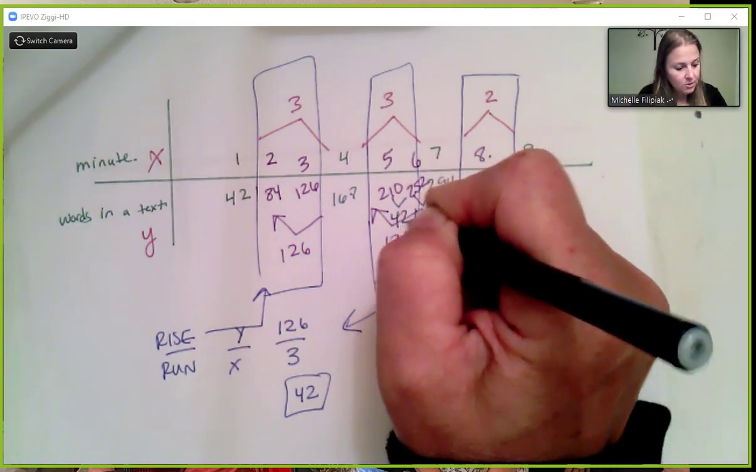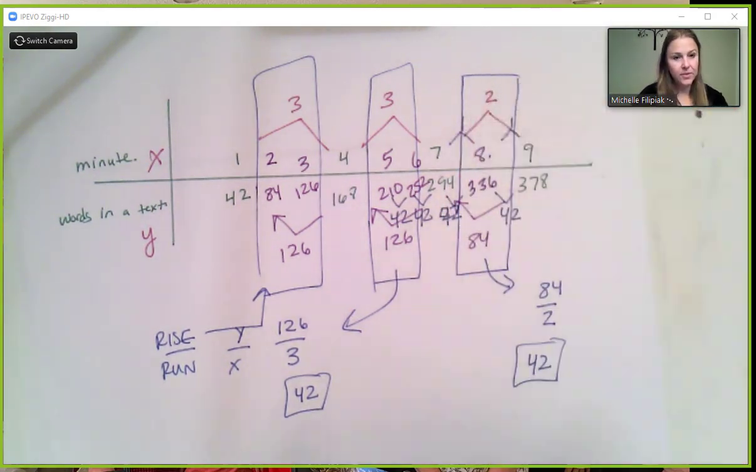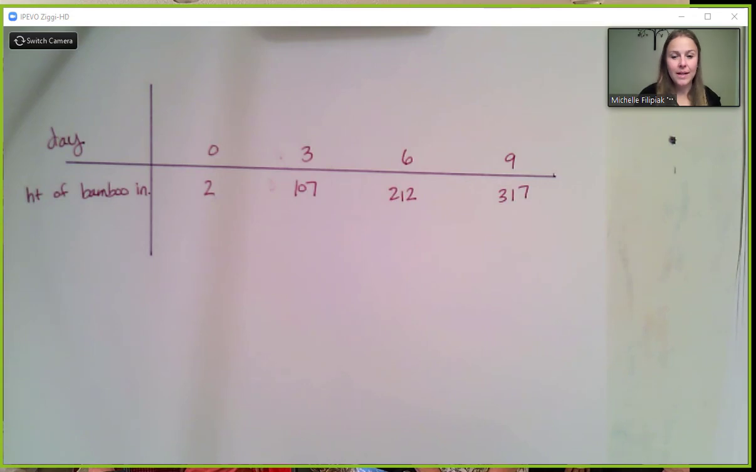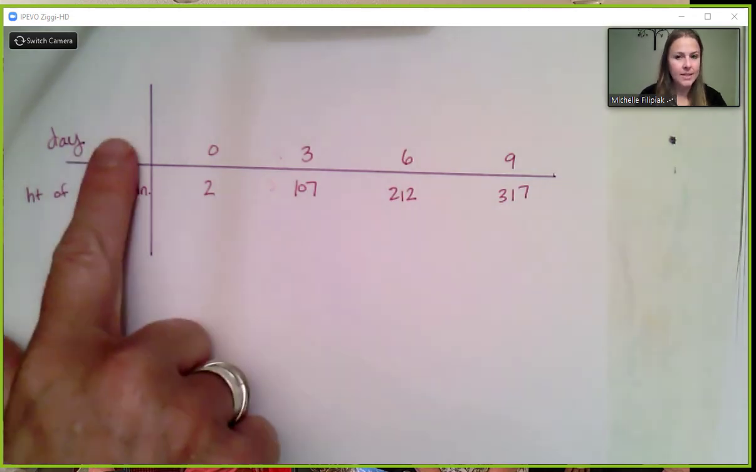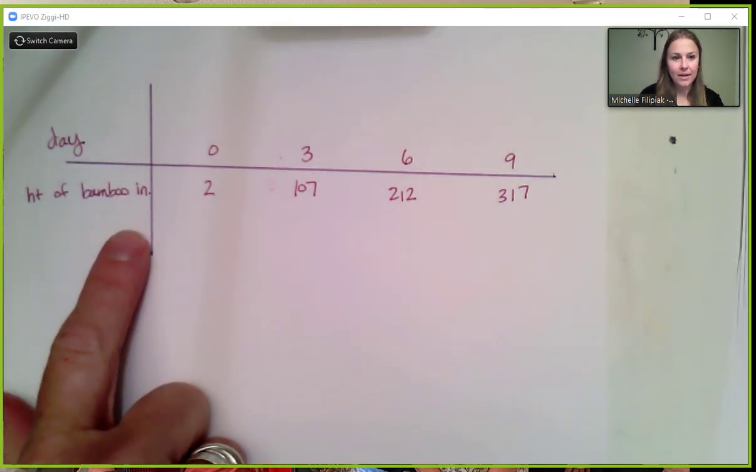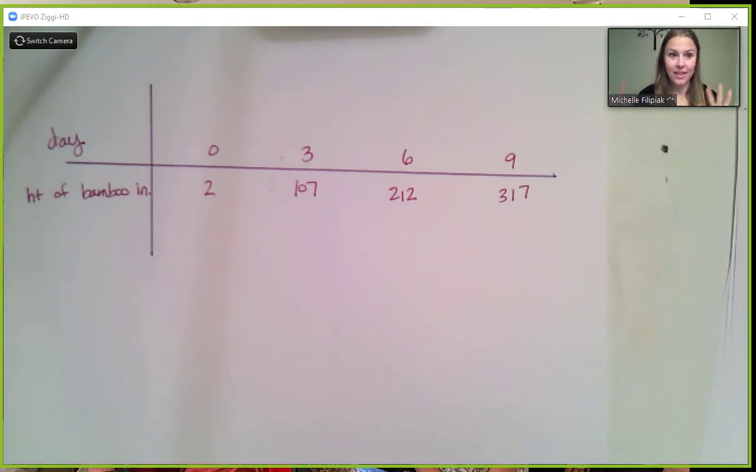42, 42, as x goes up by 1. So there's definitely more than one method. Right, so go ahead and hit pause and try this one. This is the day, and this is the height of bamboo in inches. There's like 1,000 different bamboos, and this is the fastest growing bamboo. So go ahead and hit pause and see if you can get the slope, the unit rate.